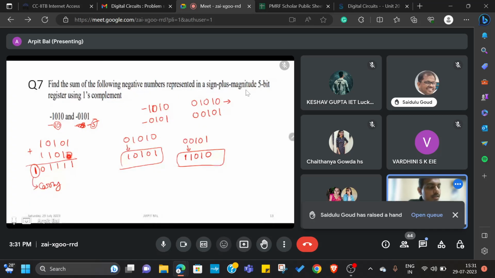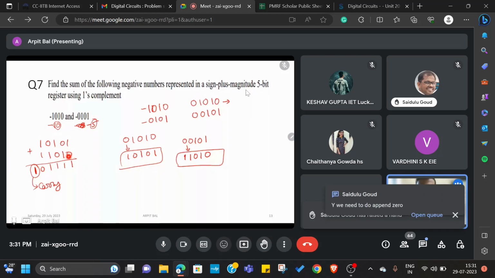Then what I did is I first made it into a 5-bit representation. If you append 0 before any number, then the value of that number doesn't change, right? That's what I did, because the question asks us to put it in a 5-bit register. So I appended 0 in both the numbers, A and B, and then I converted them into ones complement form.